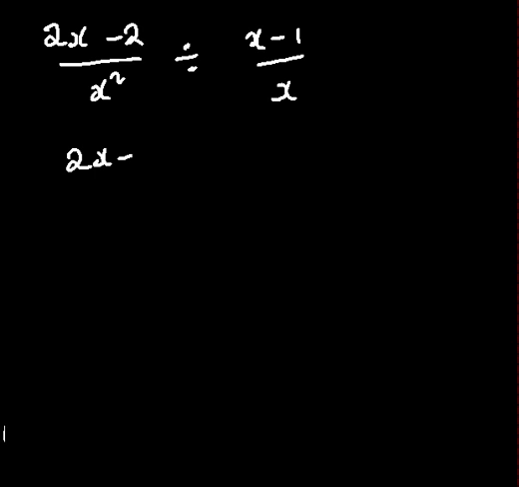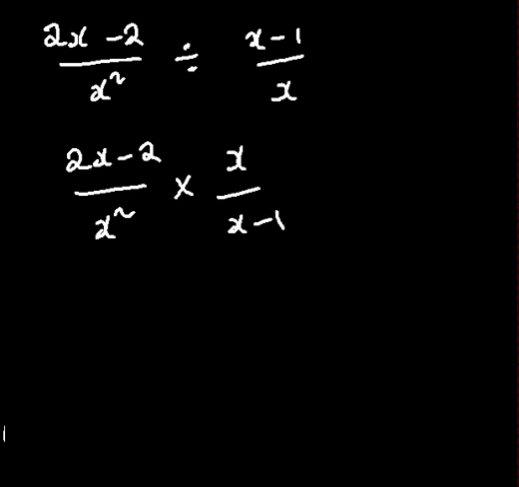Let's say, what if we have something like this: 2x minus 2 over x squared, divided by x minus 1 over x. How do you think we can have that? So in this case, you should understand that this is the same as 2x minus 2 over x squared, times x over x minus 1.